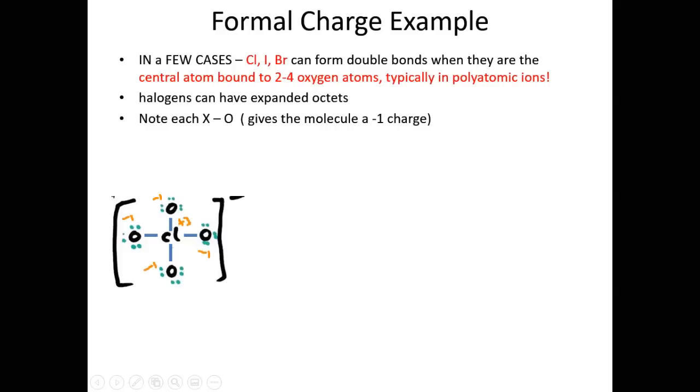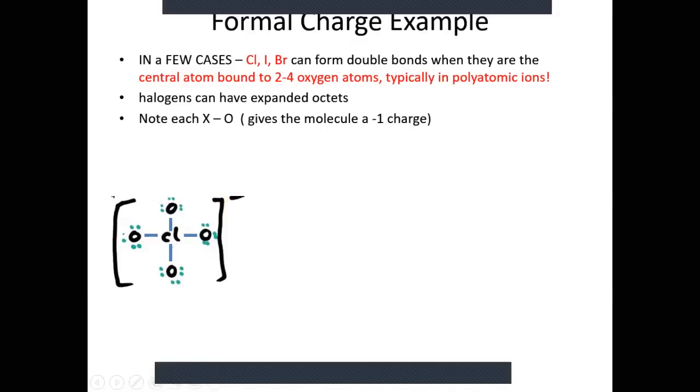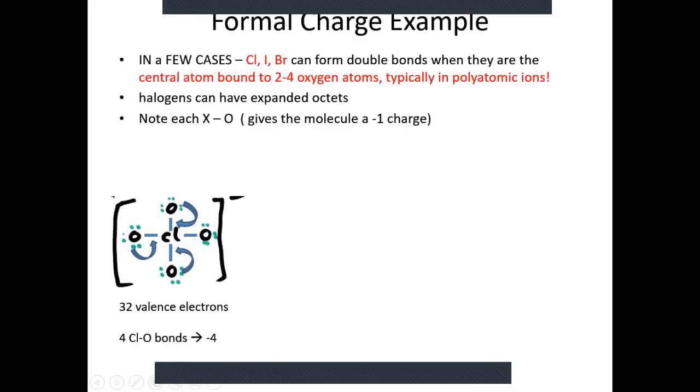But this is not very preferred. We have lots of different formal charges. There must be a better way we can draw this. And so based on what I said, the charge of the ion tells you the number of single bonds it should have. So we should only have one single bond. So now what we're going to do is take three of those single bonds and convert them to double bonds. And we get this. So now the negative charge is just on the single bond oxygen.